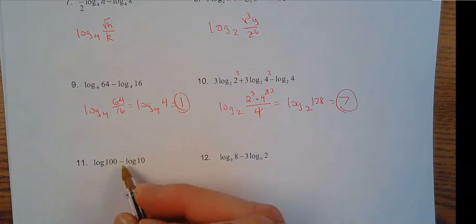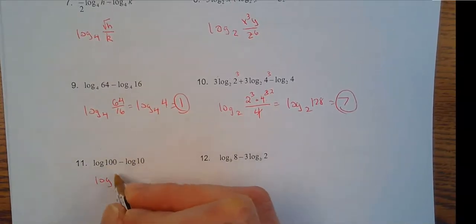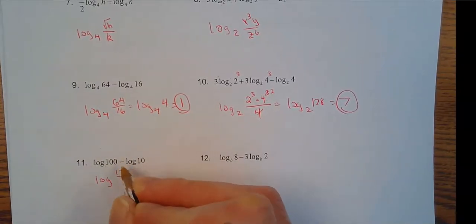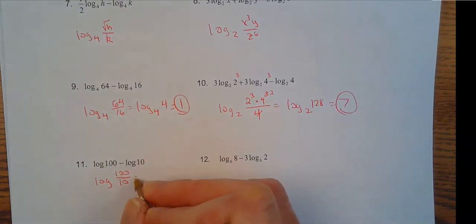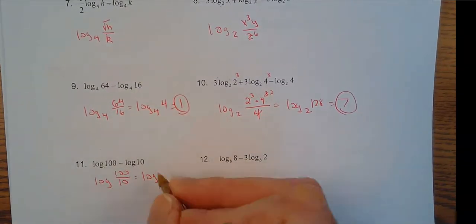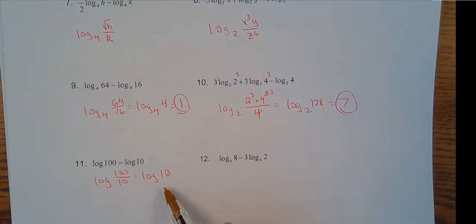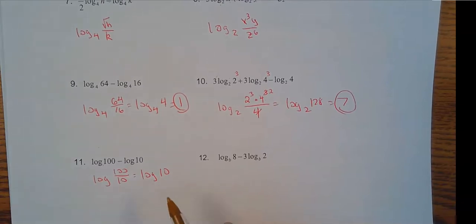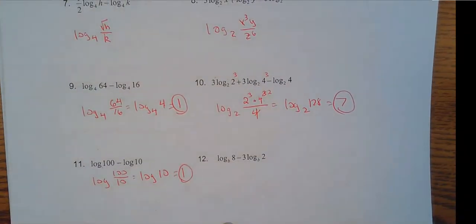Here the bases match, they're both 10. So this is the common log, and it'd be 100 divided by 10, because the minus means divide, and that would equal the common log of 10. Well, what is a common log of 10? So this is saying the base raised to what power equals 10? Well, the base is 10. So 10 to what power equals 10? That's a 1.